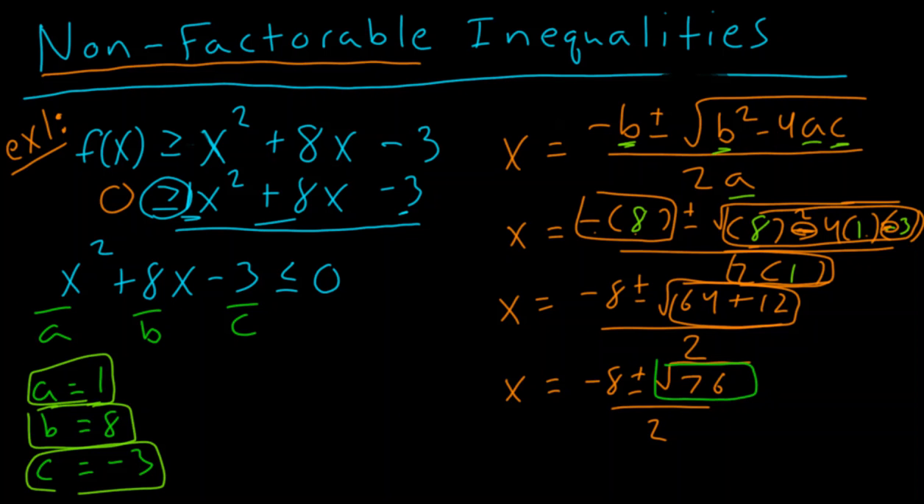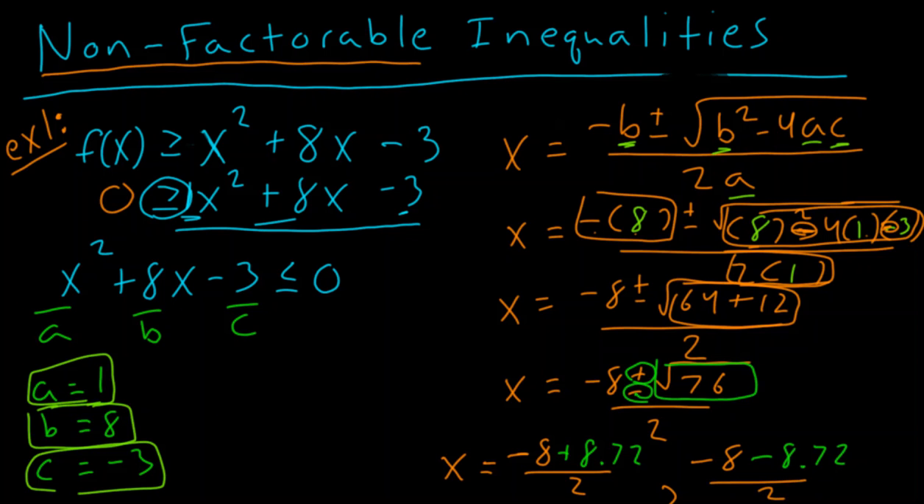Now here's what we're going to do. We're going to split this up into two things. We're going to write x equals negative 8 plus the square root of 76, or plus 8.7, let's go one more, 8.72, all divided by 2, comma, and here we'll write out again negative 8, but in this case, our second one, we're actually going to include the negative 8.72 all over 2. And once we solve these, we're actually going to have our two x-intercepts.